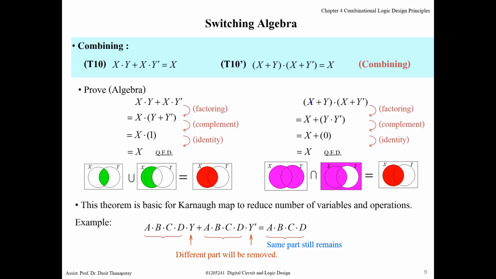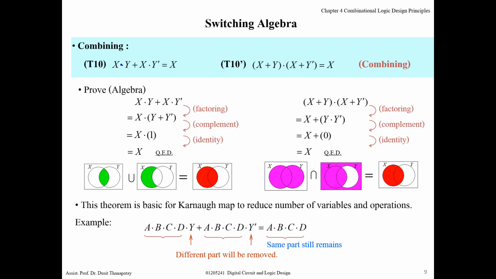And for this side also, x and y plus y prime with XOR. Then you use factoring, and for the complement y and y prime, it becomes 0 plus x, which is x. So you can prove this one easily.